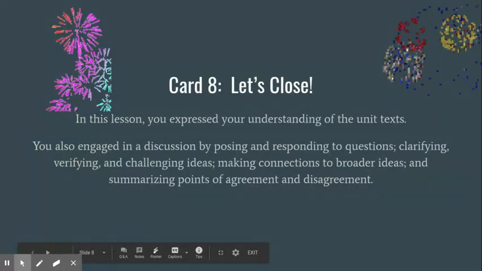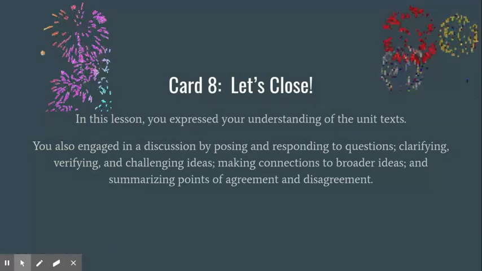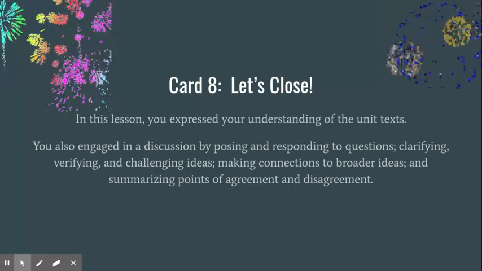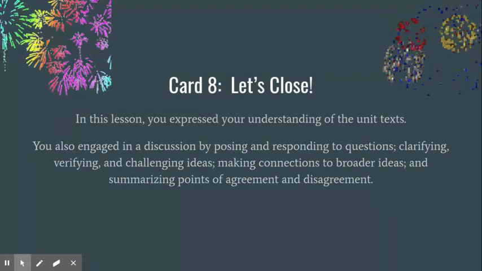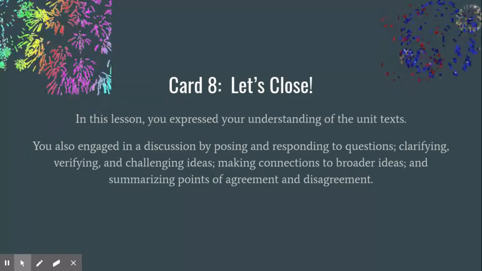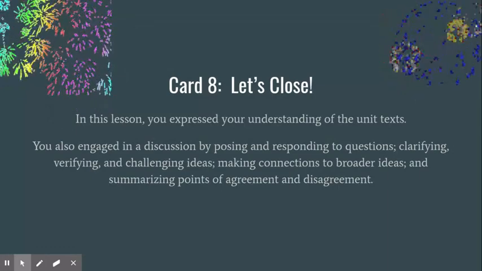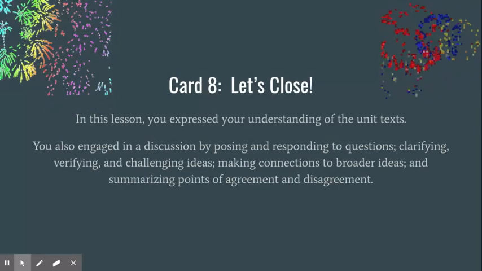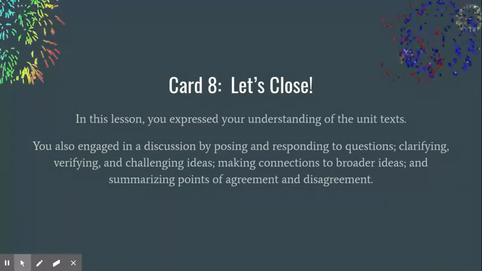Congratulations! You have finished Lesson 35 of the Fahrenheit 451 unit. In this lesson, you expressed your understanding of the unit text. You also engaged in a discussion by posing and responding to questions, clarifying, verifying, and challenging ideas, making connections to broader ideas, and summarizing points of agreement and disagreement.